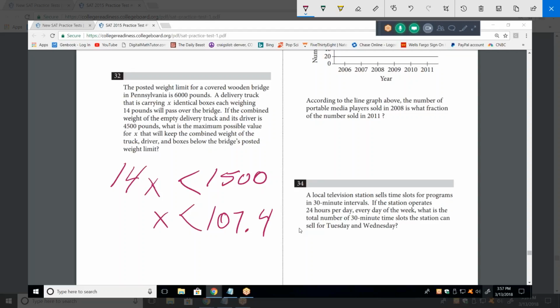This one, they don't want just any old answer. They want the maximum possible value of X. So wouldn't it just be 107? Correct. It's not 107.4. It's 107 because you can't have 0.4 of a box. You can only have an integer number of boxes.